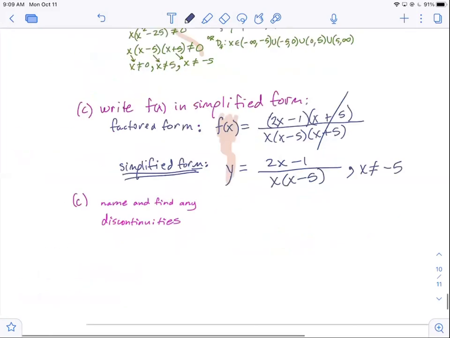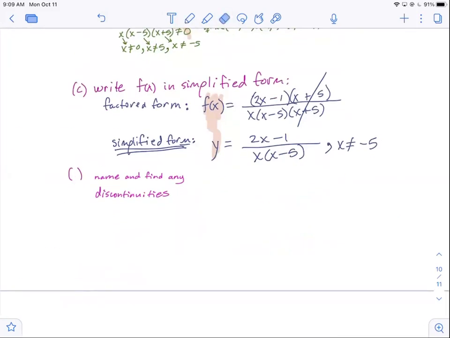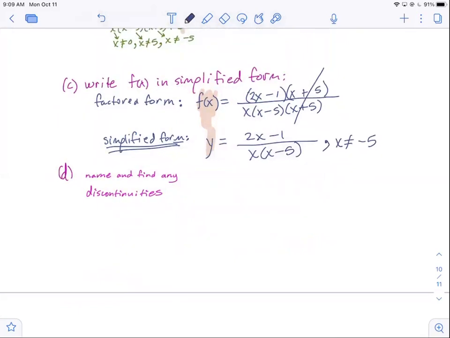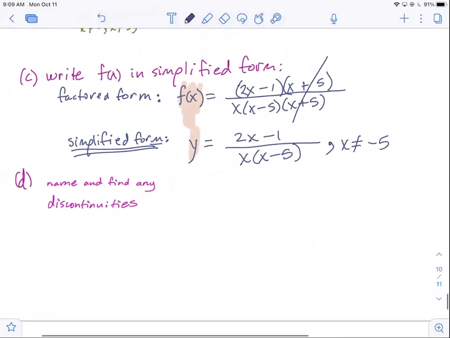Okay, now part D is going to be name and find any discontinuities. All right, so let's do the 2 non-removable first because I think they're easier, right? The 2 values of x that still make the simplified form 0 in the denominator are what? What's the root of x? 0. And what's the root of x minus 5? 5. So at x equals 0 and at x equals 5, the function f has what?